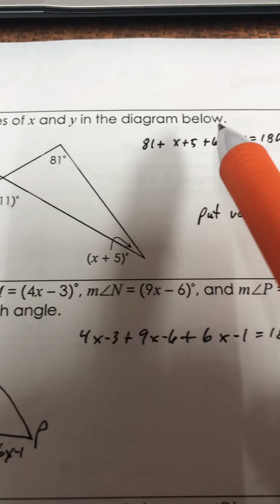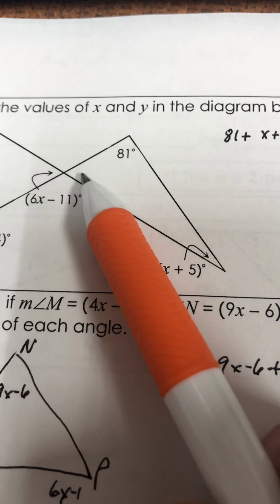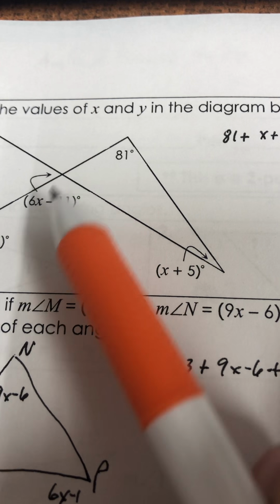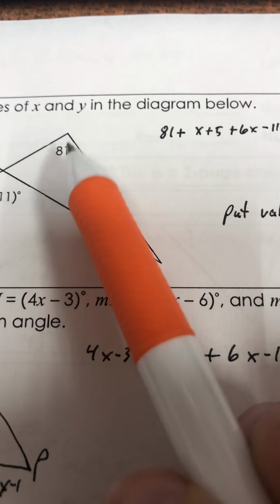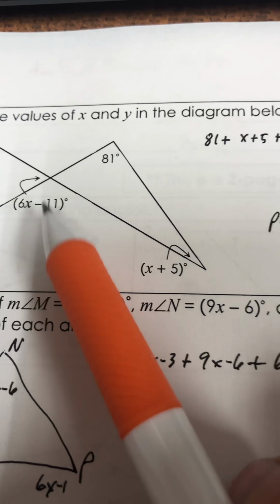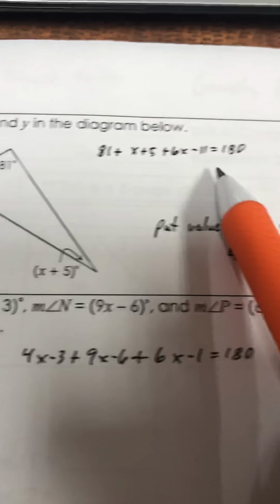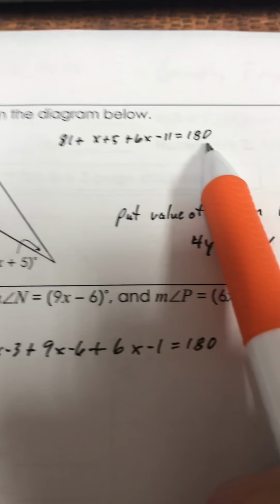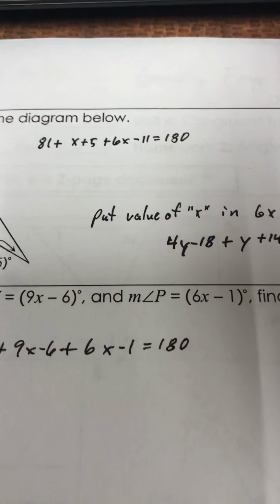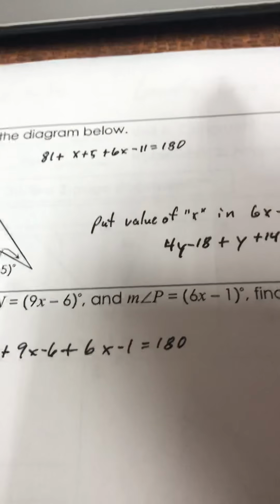What you're going to do is realize that this angle right here is the same as this angle. So this angle is also going to be 6x minus 11. And so you're going to take 81 plus that angle to equal 180. So adding all of these up equaling 180. Oh, I see. I just set it up for you. I didn't really do it.